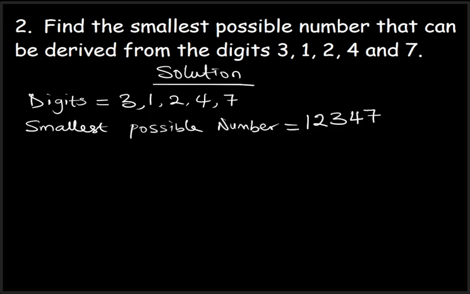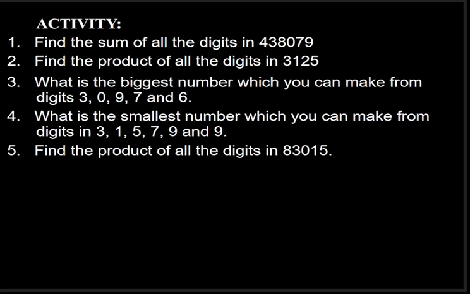Now, assuming you are asked to arrange it to get the largest possible number or the biggest possible number, you have to come in descending order. That will give us 7, 4, 3, 2, 1. All right, and that leads us to the end of the problems we have.